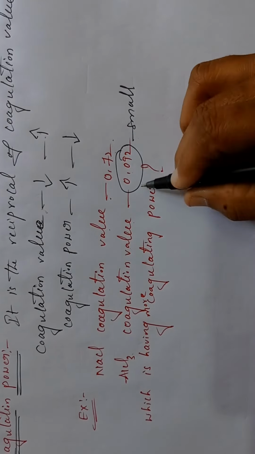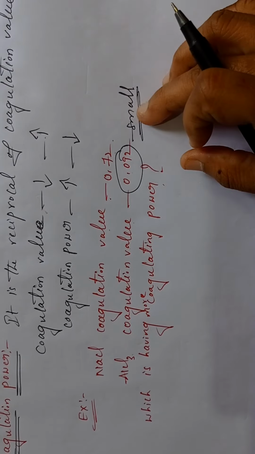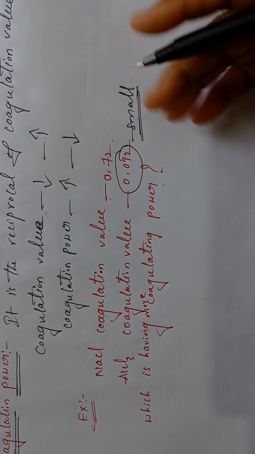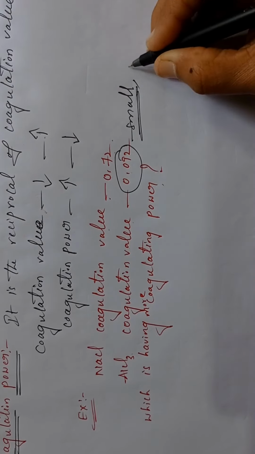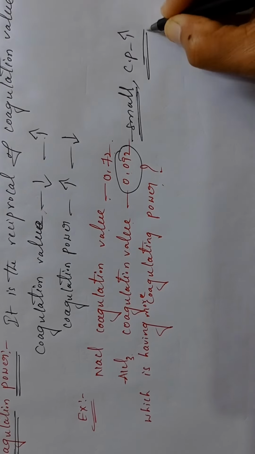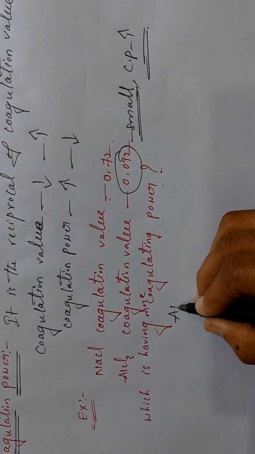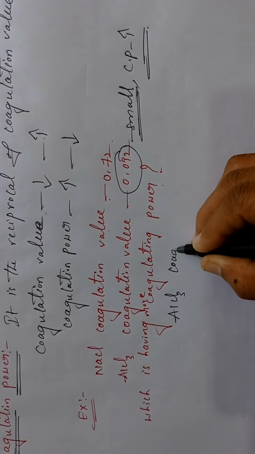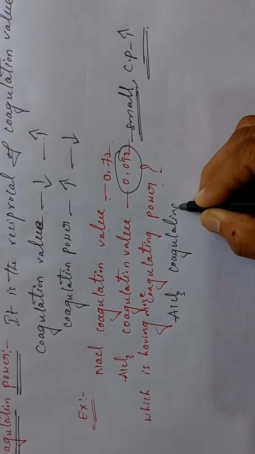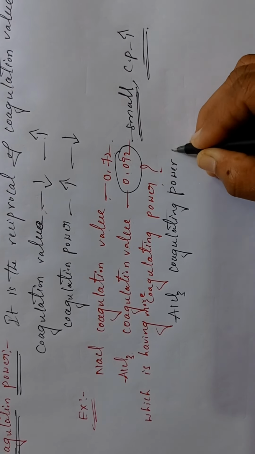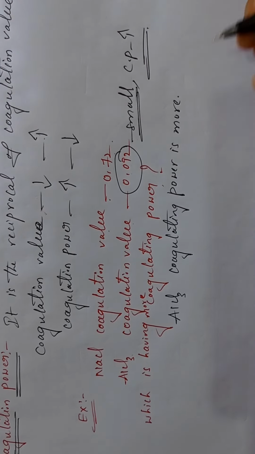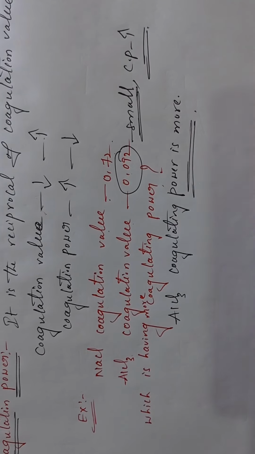Are you clear? Coagulation value is small, so small means coagulating power is more. Understanding, students? So the answer is aluminum chloride, its coagulating power is more. Understood? Coagulating power is more. So this is the answer, students.